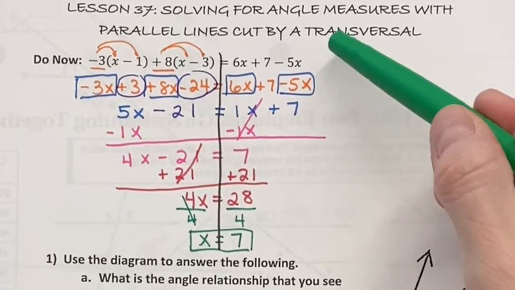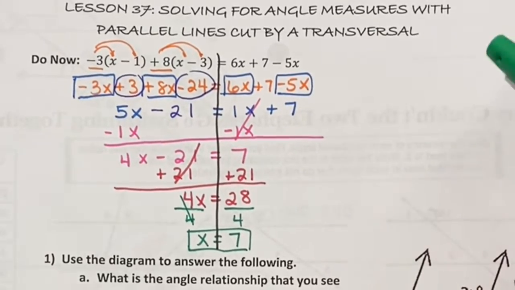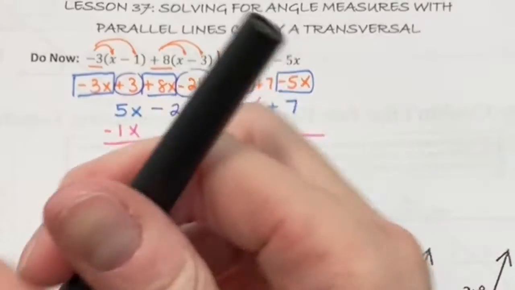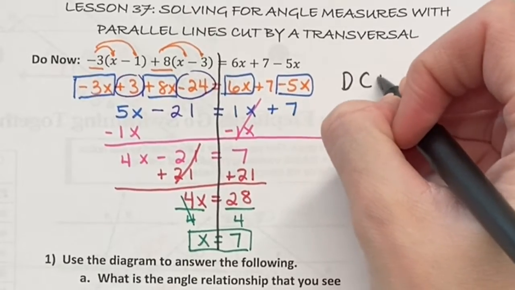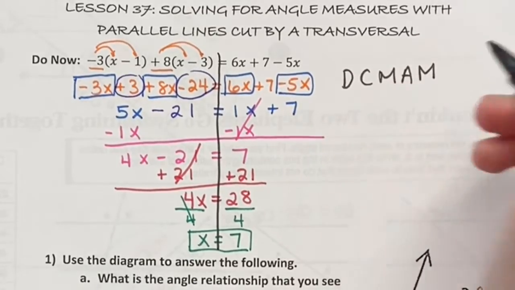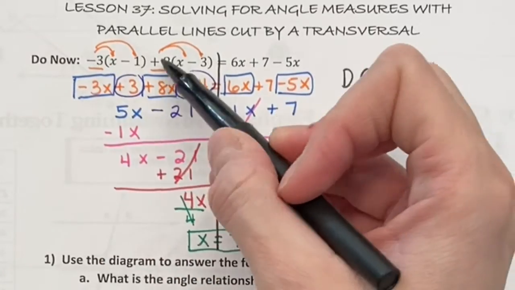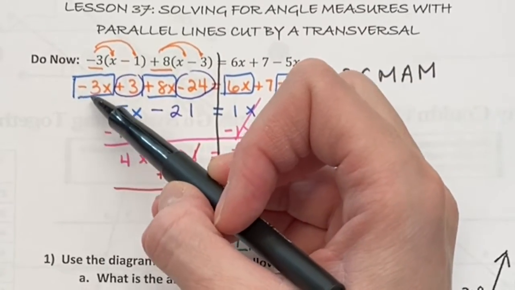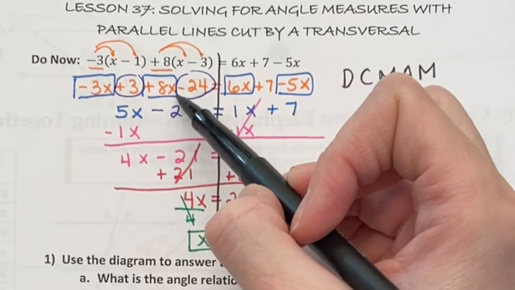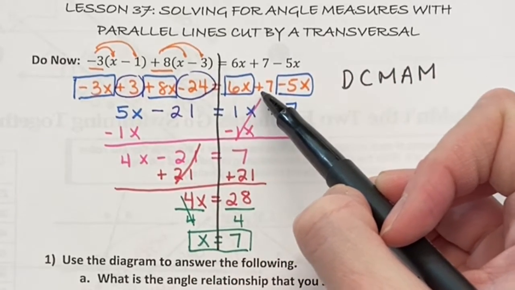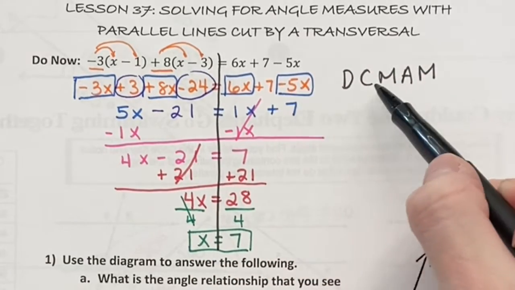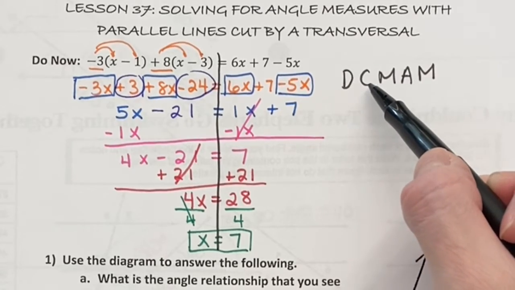So looking at the do now, we need to solve our multi-step equation. And remember, to help you, you could have used "don't call me after midnight." The first thing we did was distribute. So I distributed the -3 and the 8. And I ended up with -3x plus 3 plus 8x minus 24 equals 6x plus 7 minus 5x. Then the C tells me next I need to look to combine like terms.